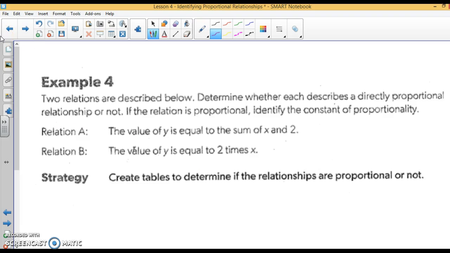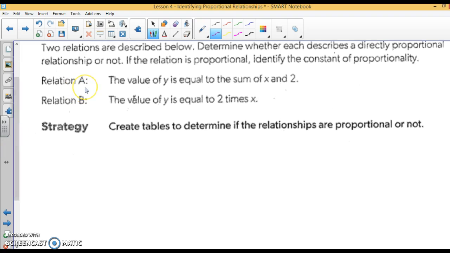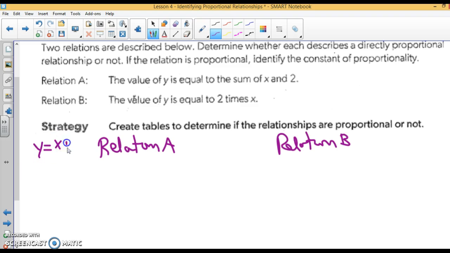Example 4. 2 relationships are described below. Determine whether each describes a directly proportional relationship or not. If the relationship is proportional, identify the constant of proportionality. So, I'm going to do 2 charts. Relation A, relation B. A is y equals the sum of x plus 2.